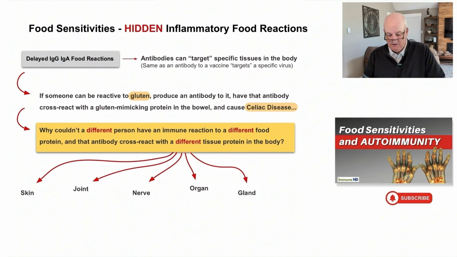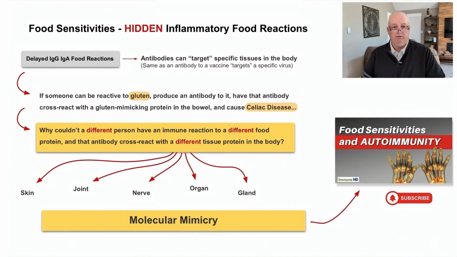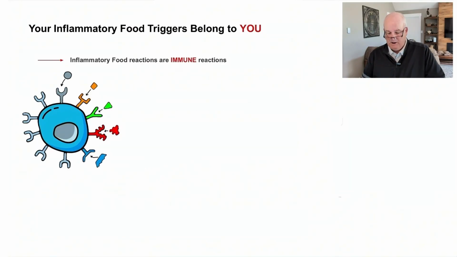The concept is called molecular mimicry, and it's actually very simple. You eat a molecule, a protein structure that you're allergic to or sensitive to, you produce an antibody to it, and you have a protein in your body that looks like it. So you get a cross-reaction from one to the other. It's a case of mistaken identity. So now people will start to think, well, I need to do an anti-inflammatory diet.